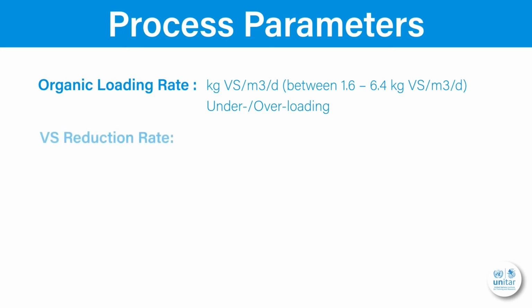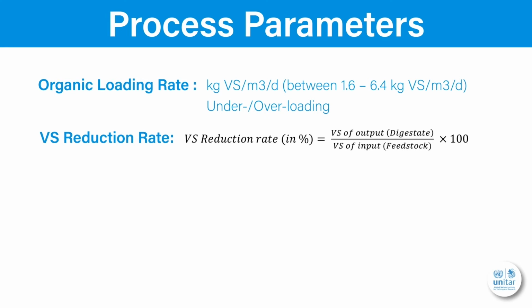Next is the VS reduction rate. This value tells us the performance of the digester in terms of VS reduction, meaning the VS concentration after the digestion compared to the content before in the feedstock. It is calculated by dividing the VS content of the output over the VS content of the input times 100. Depending on the feedstock, the VS reduction can be in the range of 50 to 90%.